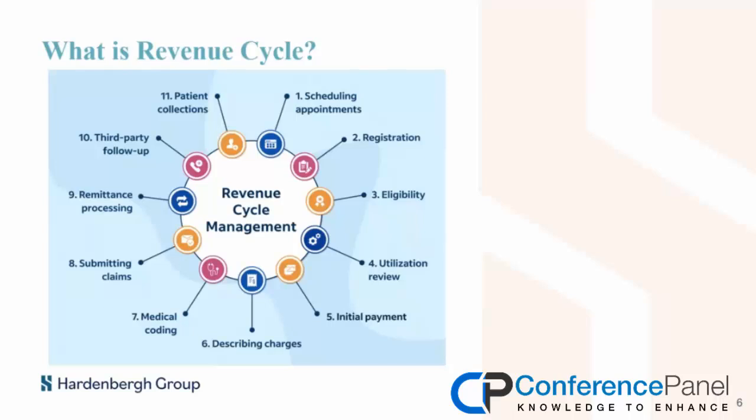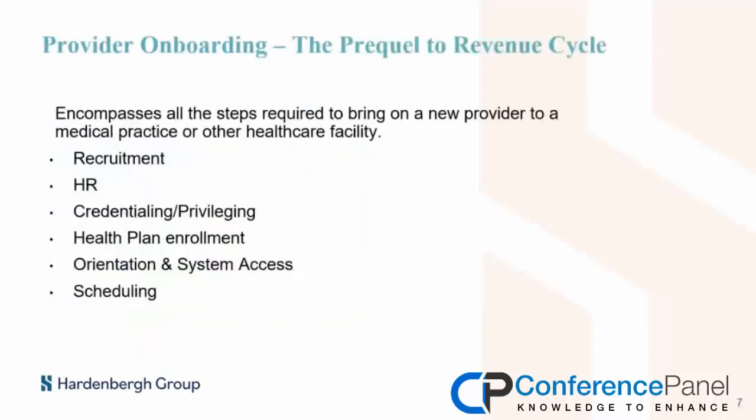Then the provider sees the patient and documents the actual services performed. Patient copay is collected, revenue charges are captured, and a claim is generated. The claim is either paid or denied, and follow-up is performed as needed. But wait, we're getting a little bit ahead of ourselves.